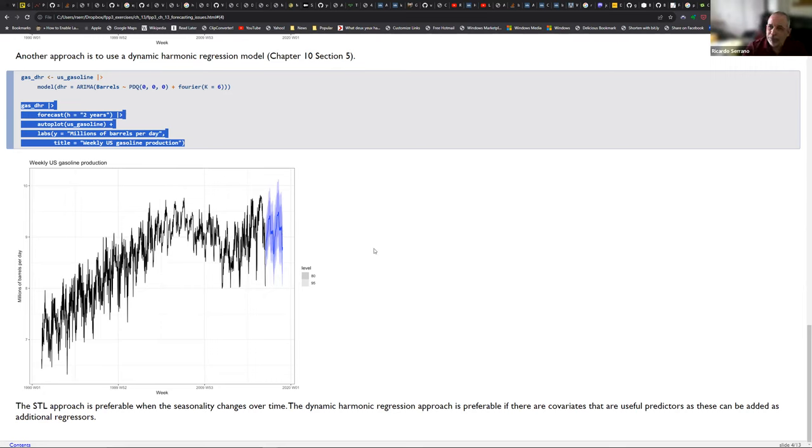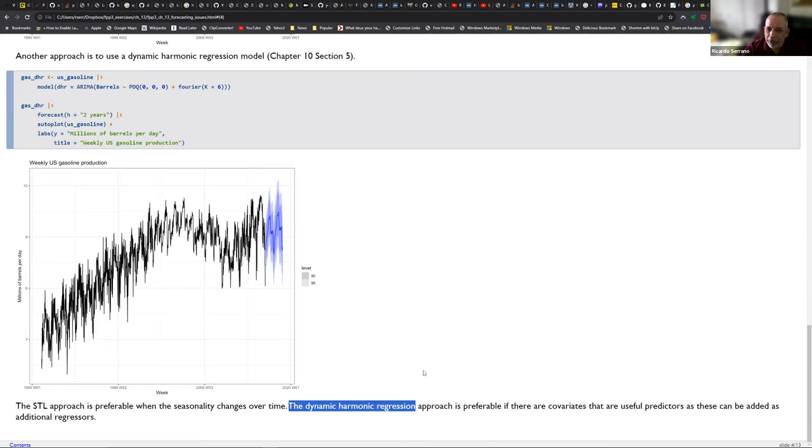So in conclusion, we can use this for weekly, for daily also, and also for sub-daily data. In other words, try to combine a seasonal model with a non-seasonal one, and then put it together. The author also tells us that by experience, the dynamic harmonic regression approach is preferable, okay? Especially if you have additional regressors.